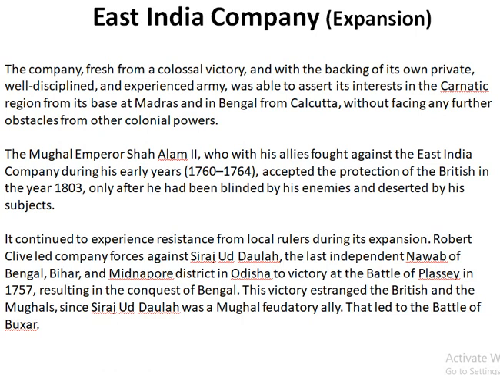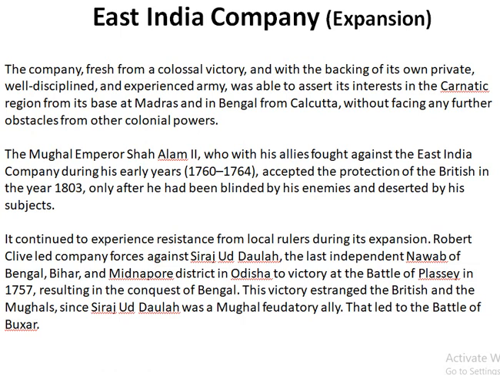The Mughal Emperor Shah Alam II, who with his allies fought against the East India Company during his early years, accepted the protection of the British in the year 1803, only after he had been blinded by his enemies and deserted by his subjects. It continued to experience resistance from local rulers during the expansion, like Robert Clive, who was the governor and also an officer of the East India Company.